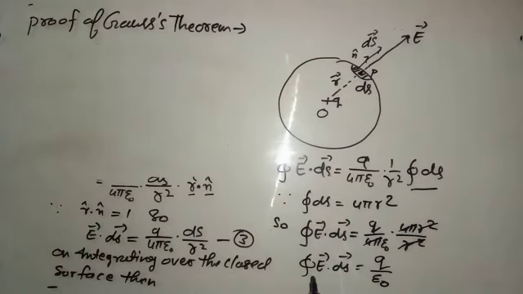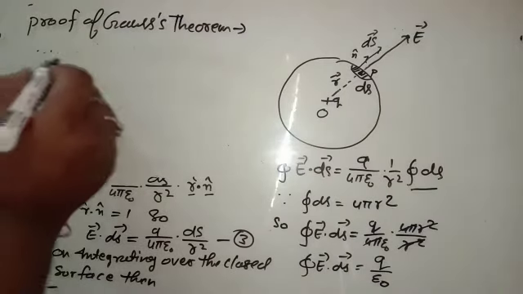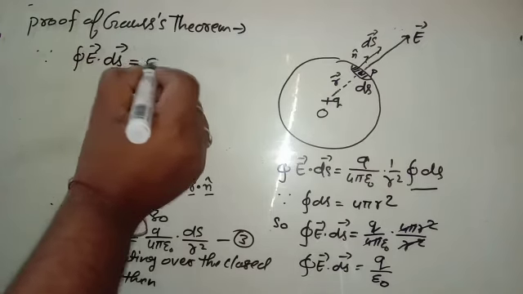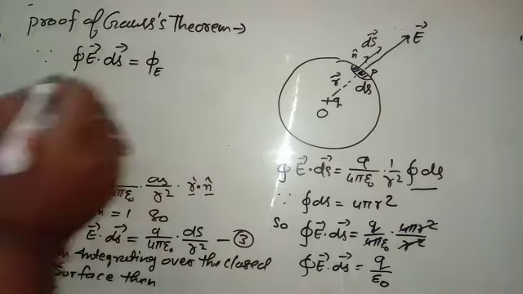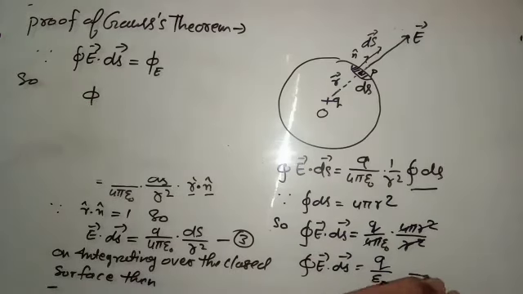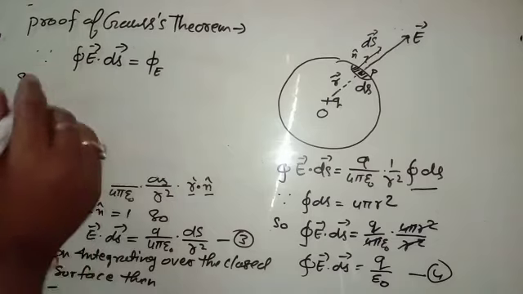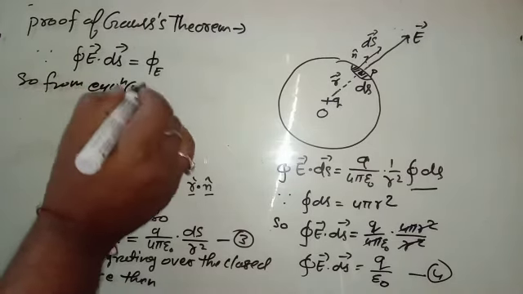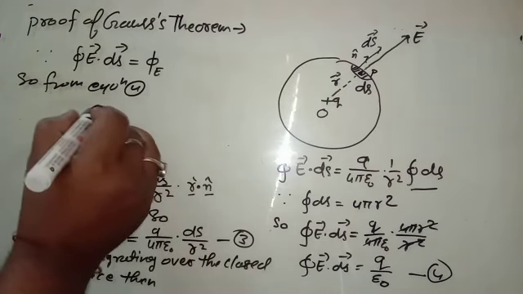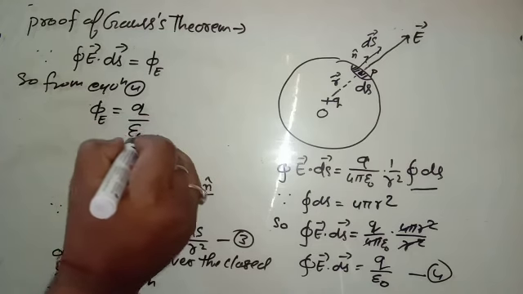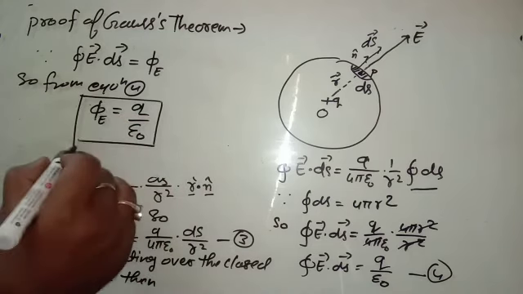Since we know that closed integral of vector E dot vector ds is the electric flux phi E, the total electric flux, you can consider this as equation number 4. So from equation 4 we can write phi E is equal to q upon epsilon naught. So this is the Gauss theorem.